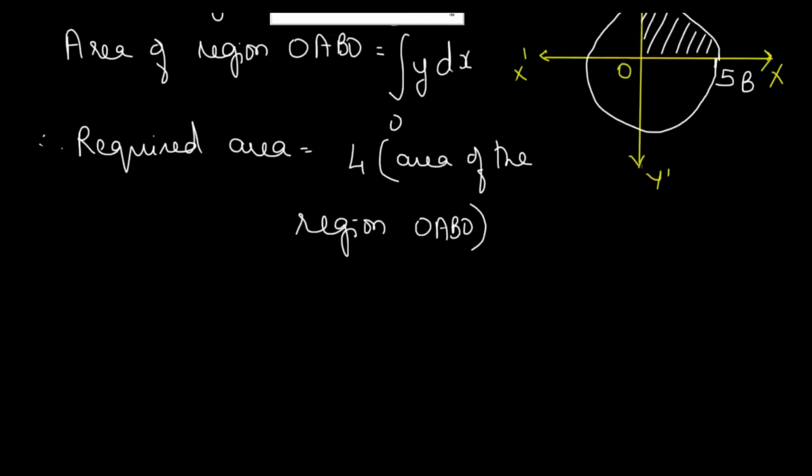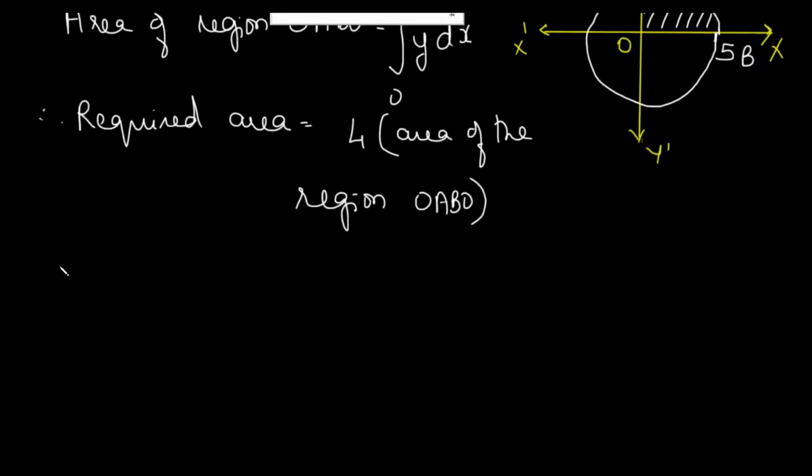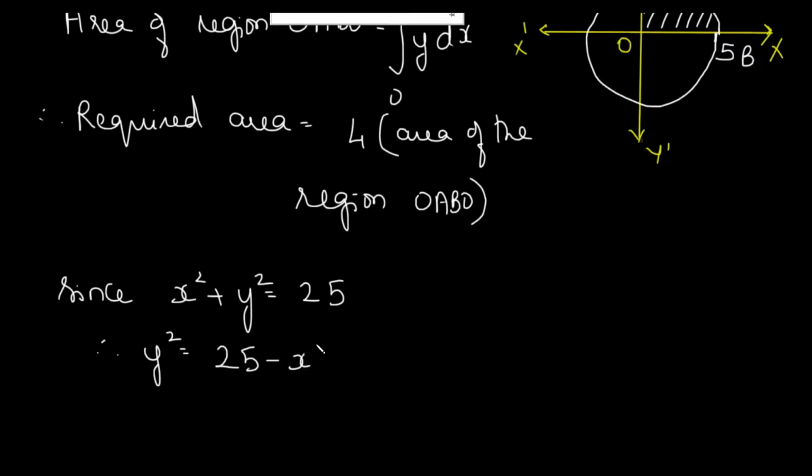Now consider this. We have to find the y over here, isn't it? Now since they have given us the equation of the circle, x square plus y square is equal to 25, from this we can say that y square is equal to 25 minus x square, and therefore y becomes root of 25 minus x square. Remember, we are considering the first quadrant.